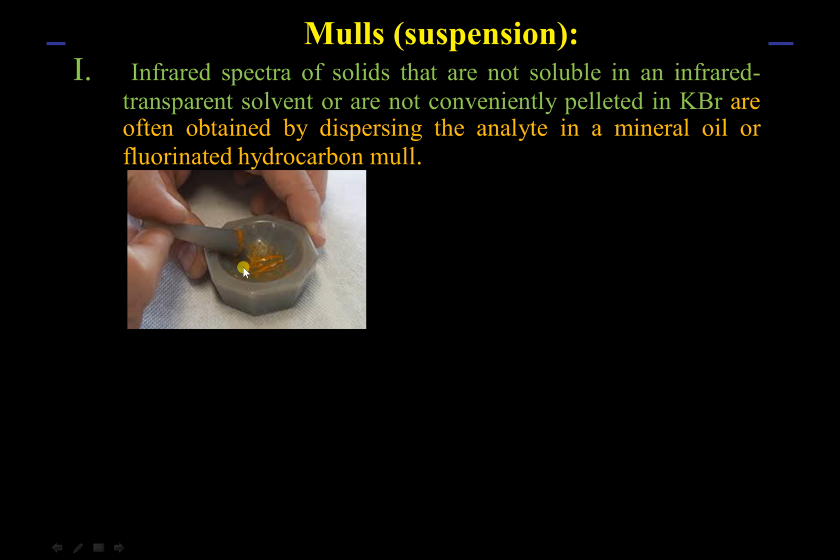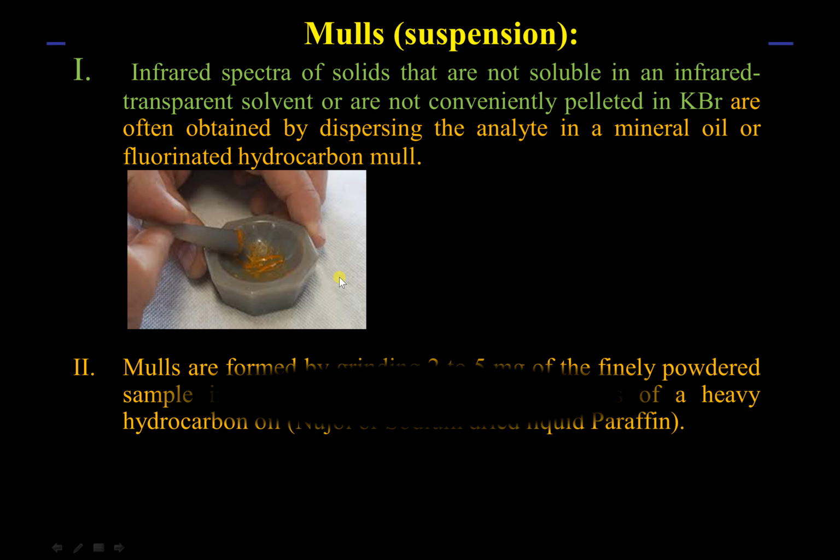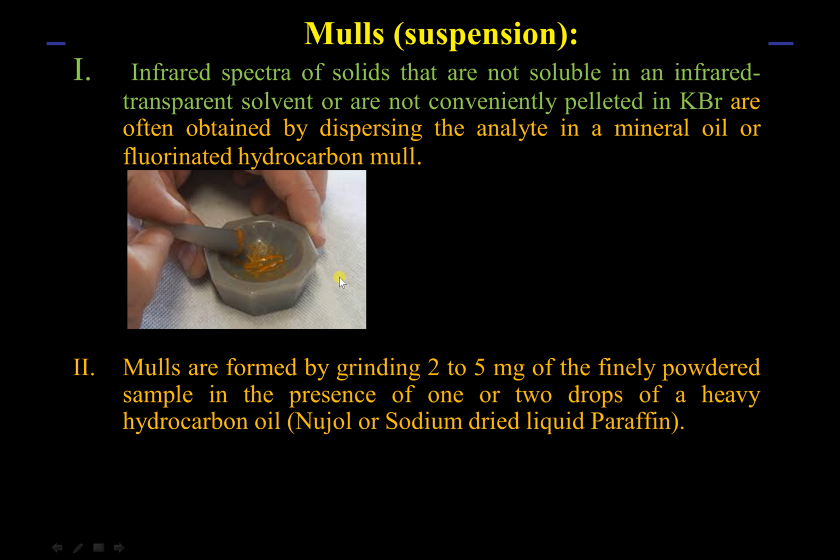So this is an agate pestle, made of a special material which is very tough, and a few drops of Nujol and the solid, and a mull is made. Grinding 2 to 5 milligrams of the finely powdered sample in the presence of 1 or 2 drops of heavy hydrocarbon oil like sodium-dried liquid paraffin or Nujol.